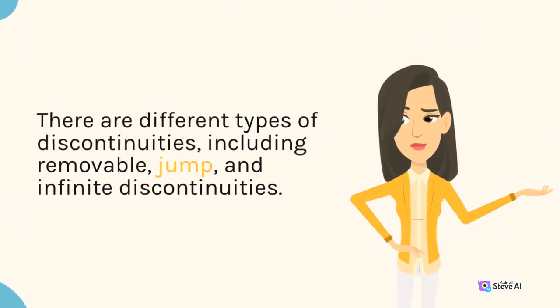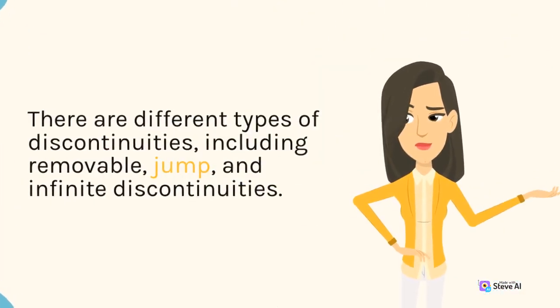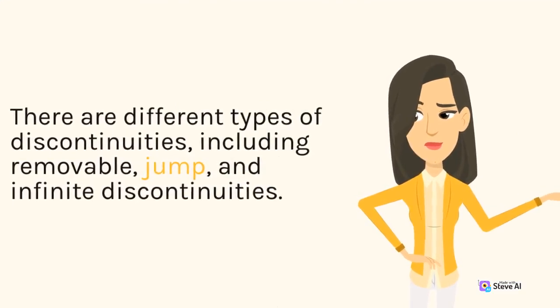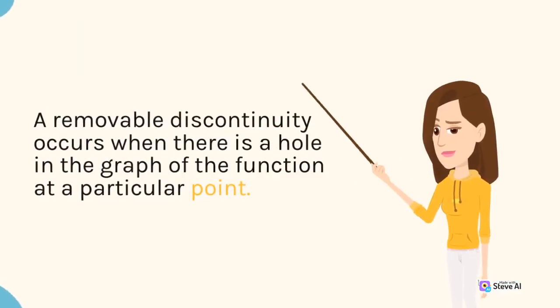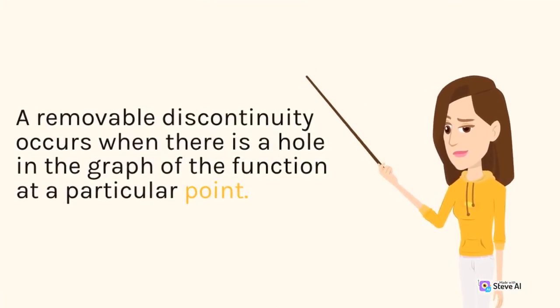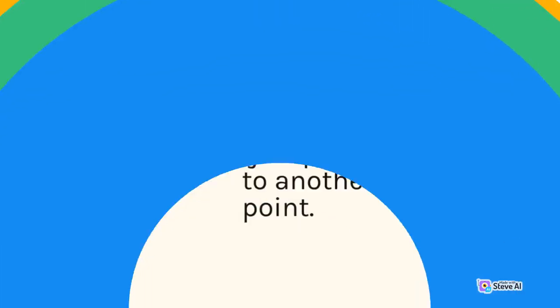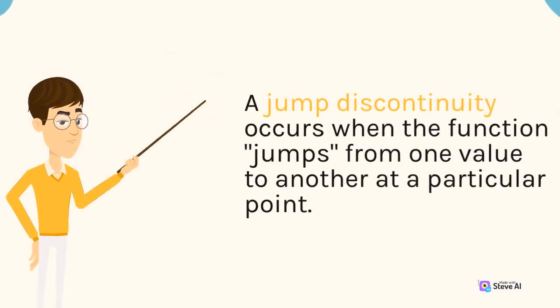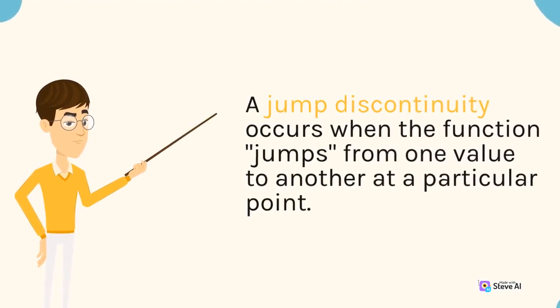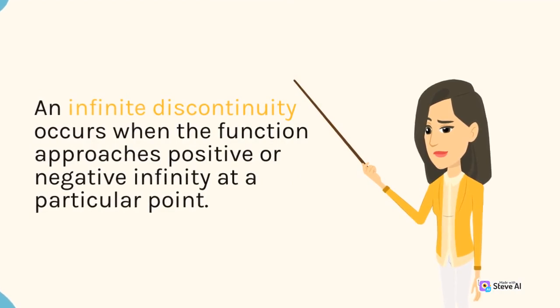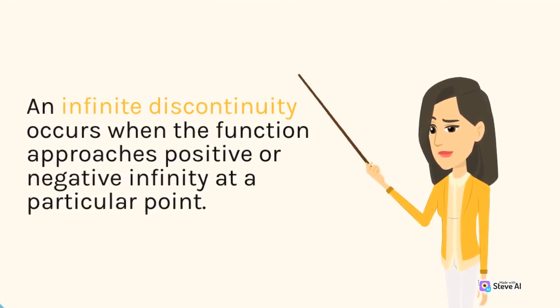There are different types of discontinuities, including removable, jump, and infinite discontinuities. A removable discontinuity occurs when there is a hole in the graph of the function at a particular point. A jump discontinuity occurs when the function jumps from one value to another at a particular point. An infinite discontinuity occurs when the function approaches positive or negative infinity at a particular point.